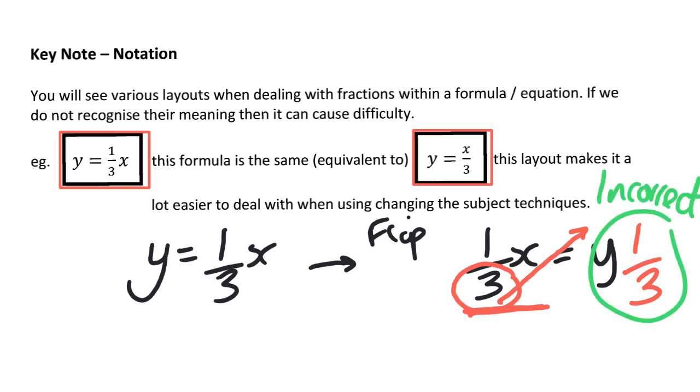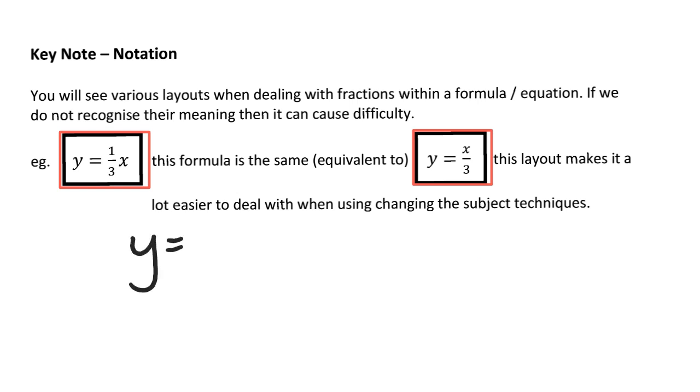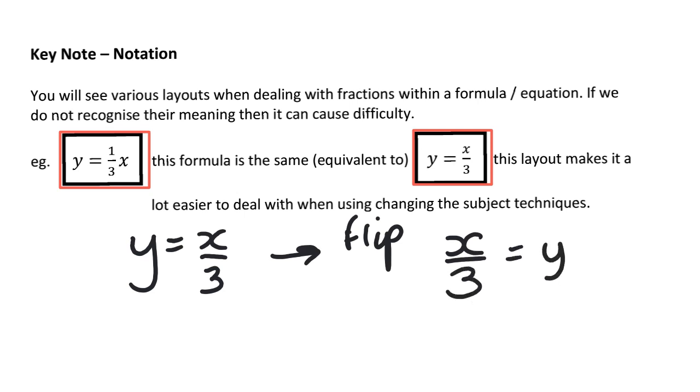We must also recognize the second form where we have y equals x over 3. Then if we were to choose to change this and flip, like we have done before, then x over 3 equals y. This seems to be what most people find easier to recognize. So there's no reason why we can't change y equals a third x to y equals x over 3 if that's something you find easier to deal with.